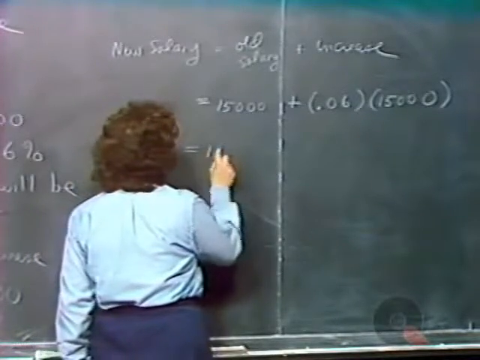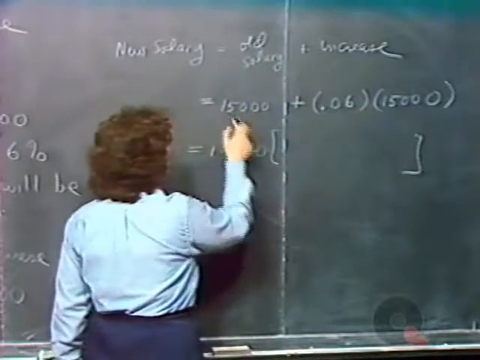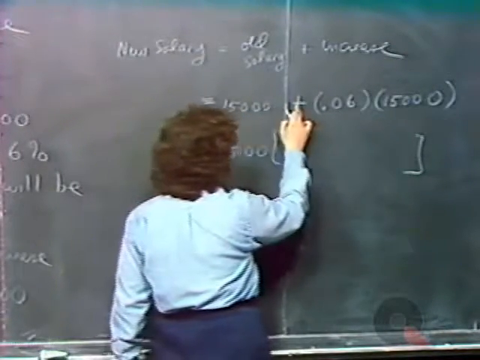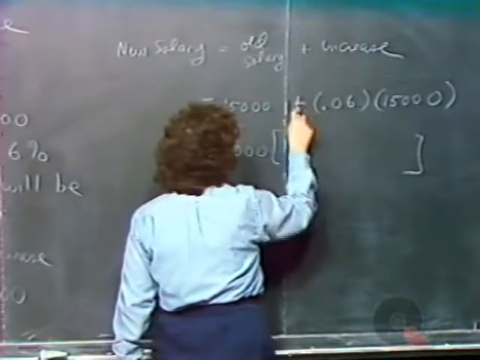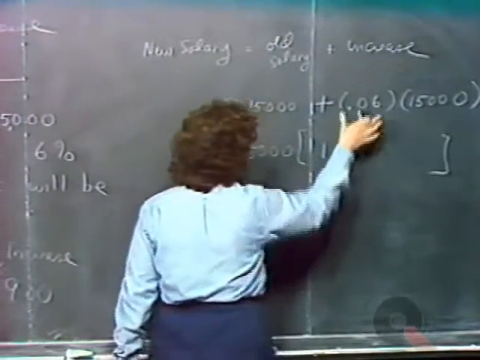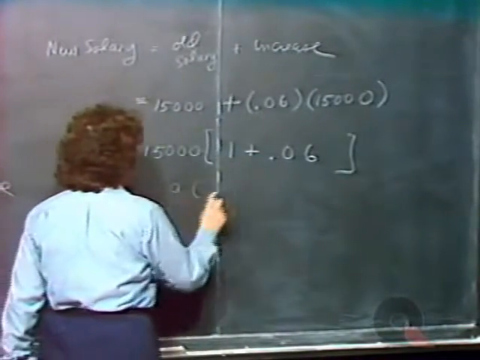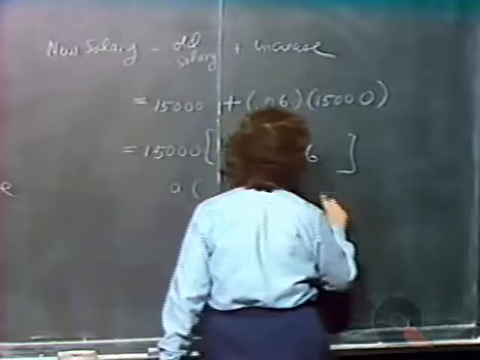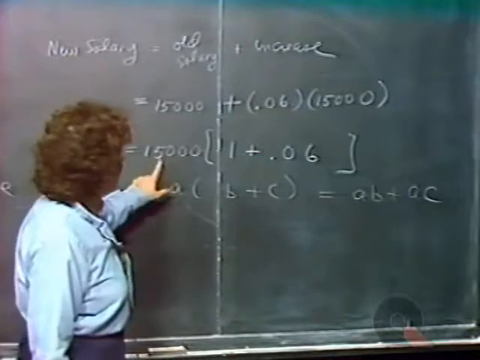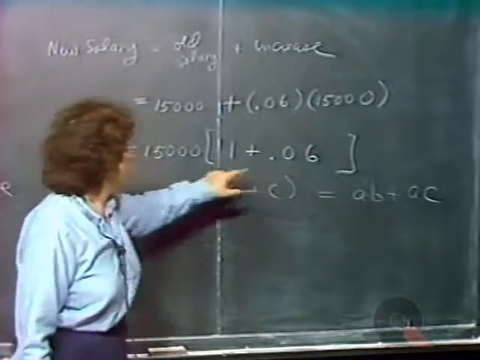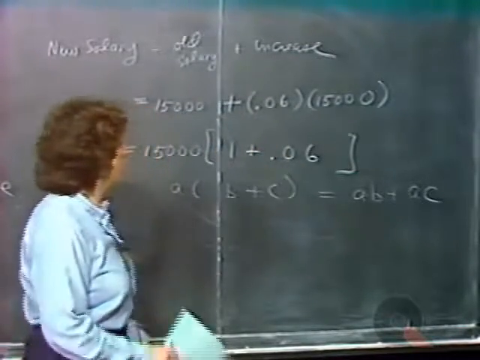Now, we can factor out a 15,000 here and use the distributive law. This is like A times B plus A times C is A times B plus C. This would leave us to the left of the plus sign with a 1, and to the right of the plus sign with a 0.06. Let's see if that works out. If we have A times B plus C, the distributive law tells us it's A times B plus A times C. 15,000 times 1 plus 0.06 should be 15,000 times 1, which is correct, plus 15,000 times 0.06.